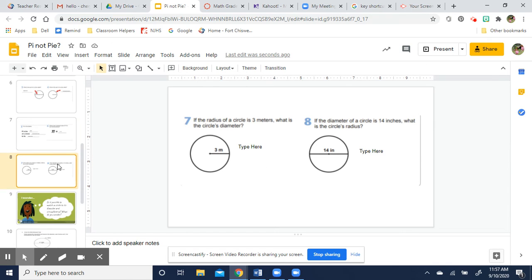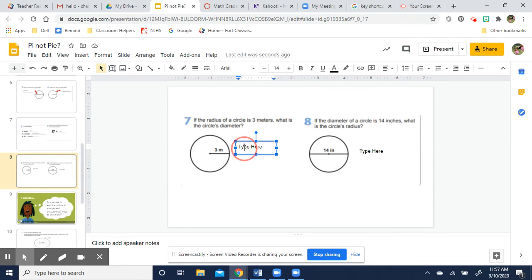Number 7 asks, if the radius of the circle is 3 meters, what's the circle's diameter? If you remember, radius is half the diameter, so we take the diameter and divide it by 2 if we're finding radius. But if we have the radius, we multiply by 2 to find the diameter. So 3 times 2 equals 6 meters because it has meters there.